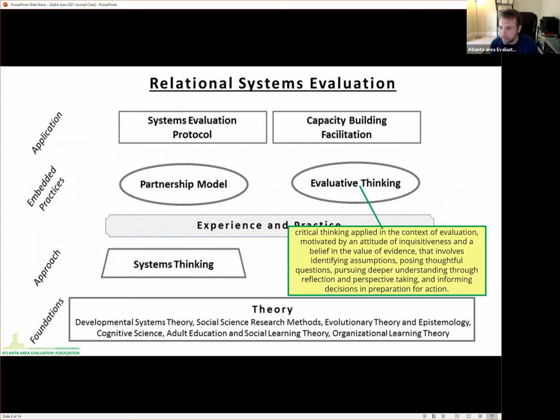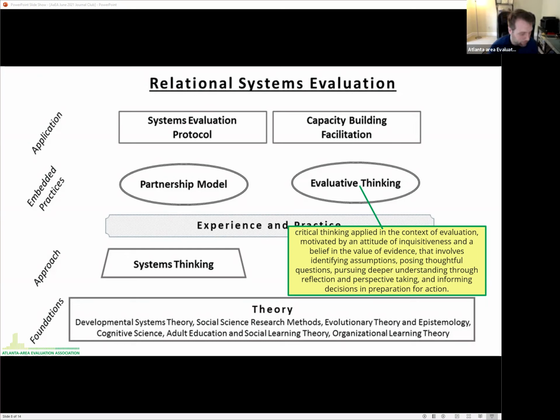specifically calling out this idea of evaluative thinking, which I don't know how new a concept it is, so much as in popularity. Well, it's at least been around a few years, since I first started hearing about it. But anyway, it's the critical thinking applied in the context of evaluation, motivated by an attitude of inquisitiveness and a belief in the value of evidence that involves identifying assumptions, posing thoughtful questions, pursuing deeper understanding through reflection and perspective taking, and informing decisions in preparation for action.